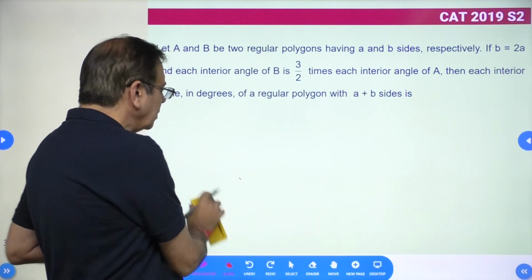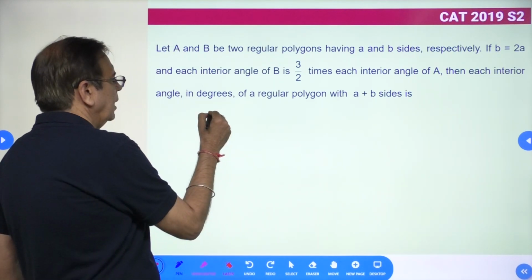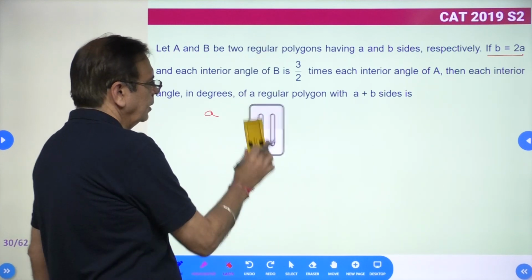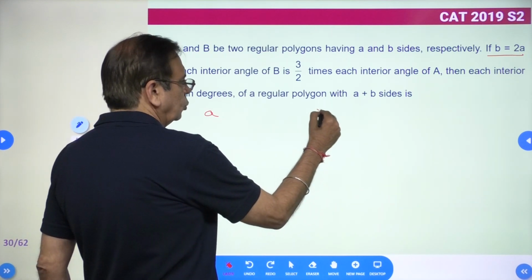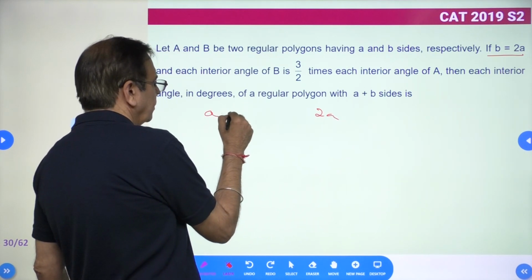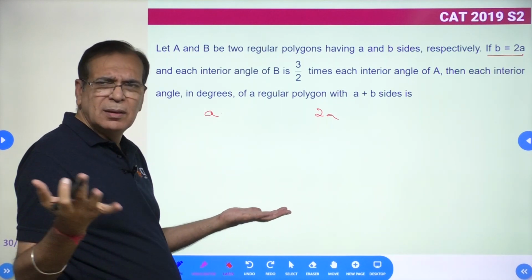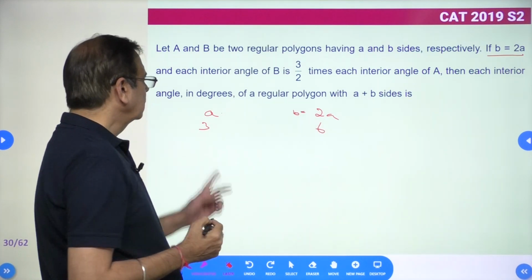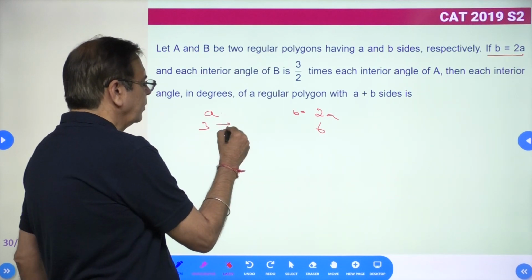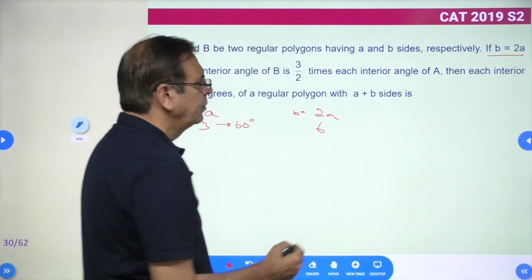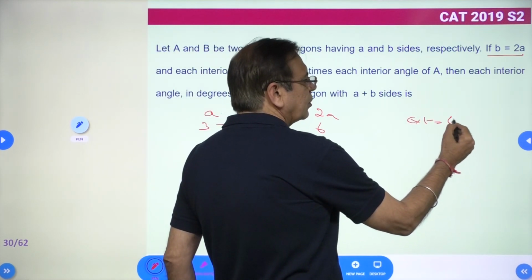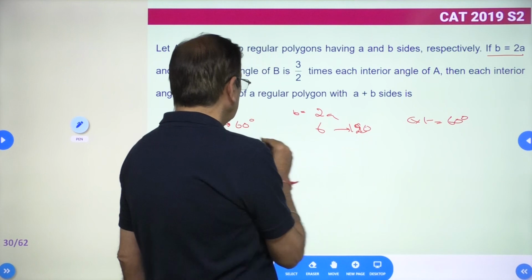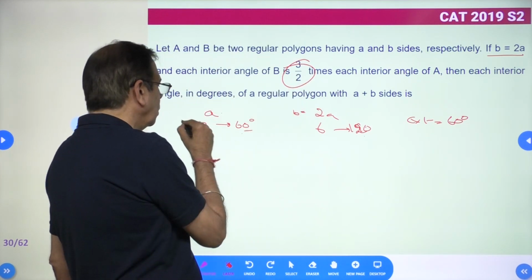Now, I am not going to do the calculation. I will start working with cases directly. A sides and 2A sides, because B is nothing but 2A, and the interior angle also. So, let's start with the smaller one, 3 and 6. If 3 sides are there, B will be 6 sides. What is the interior angle of a regular triangle? 60 degrees. And 6 sides means exterior angle is equal to 360 by 6, 60 degrees, so interior angle will be equal to 120 degrees. This ratio is 2:1. We want the ratio to be 3/2. So this is a wrong choice.